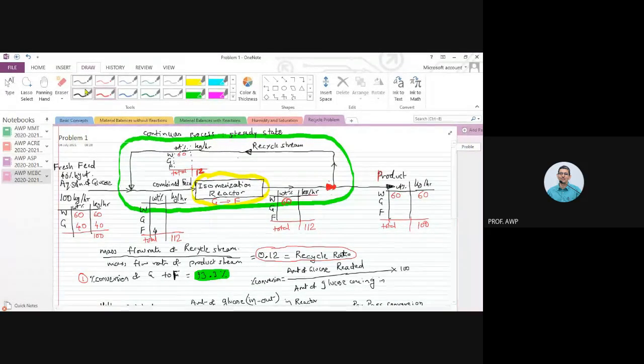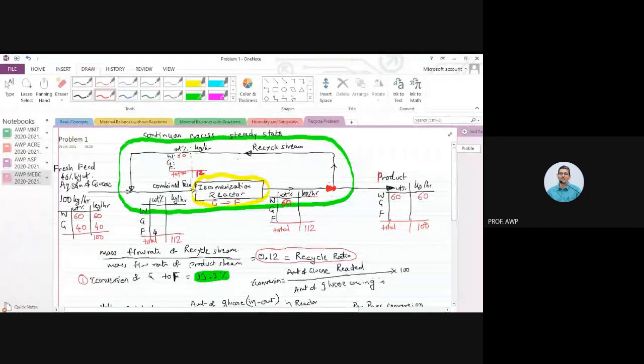Now look at the recycle stream. If water is 60%, and total is 12 kgs per hour, then kgs per hour of water must be 60% of 12. That means 12 multiplied by 0.6, which is 7.2 kgs per hour.